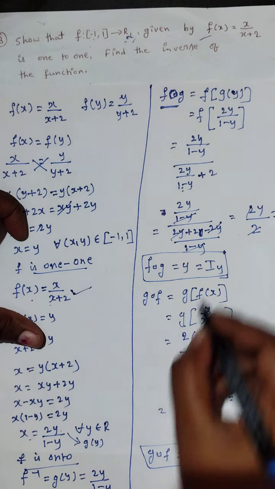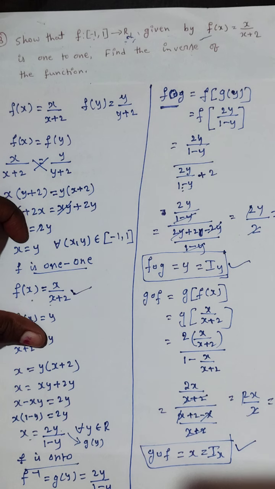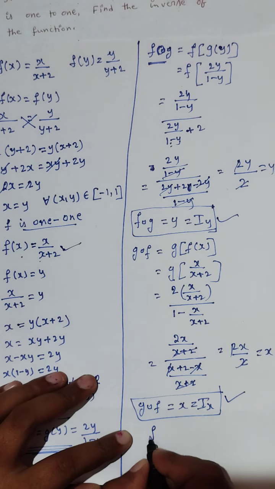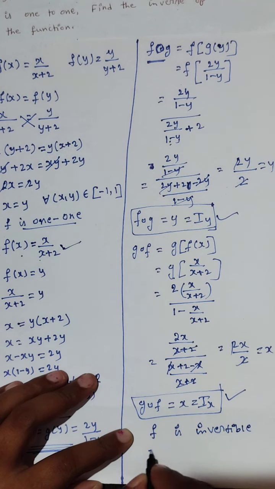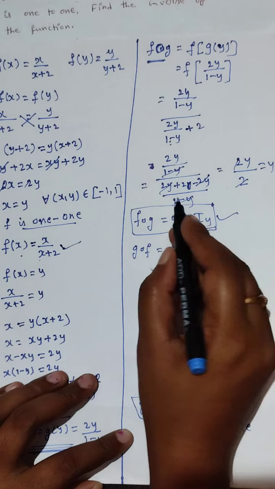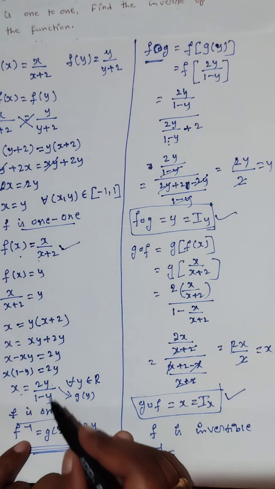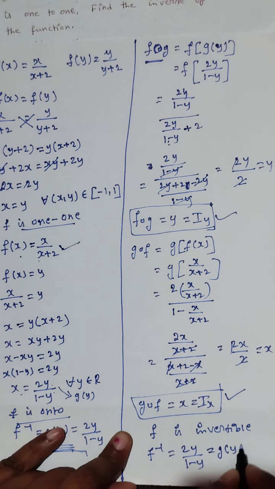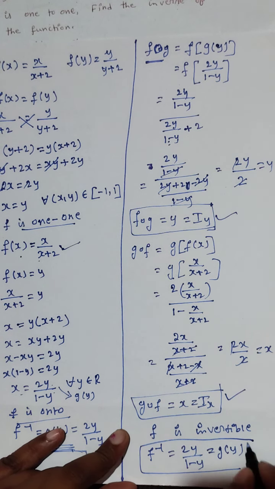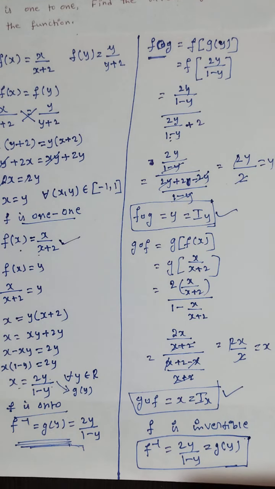Observe here, we got the FOG and GOF functions. So we can write that f is invertible. Our inverse function f inverse is, what is our y function, that you have to write. Our y function is 2y by 1 minus y. This is nothing but g of y. If the f function is invertible, it is 1-1 and onto. The statement is vice versa. If the function is invertible, you can say the function is 1-1 and onto, or if the function is 1-1 and onto, you can conclude the function is invertible.